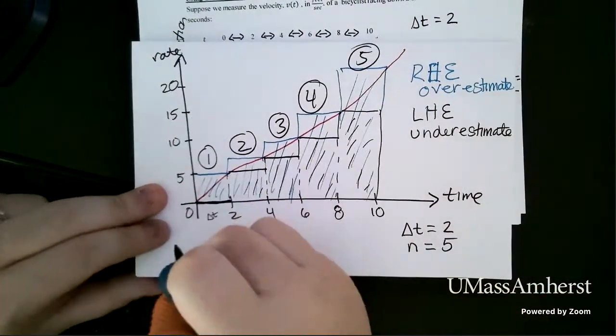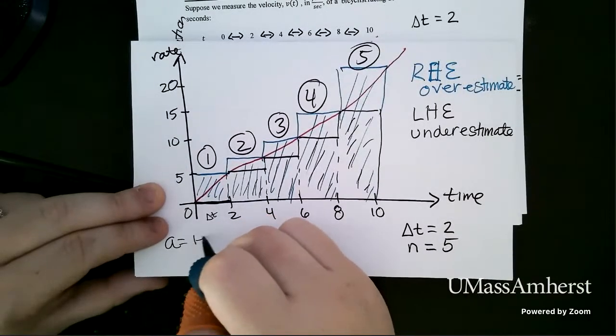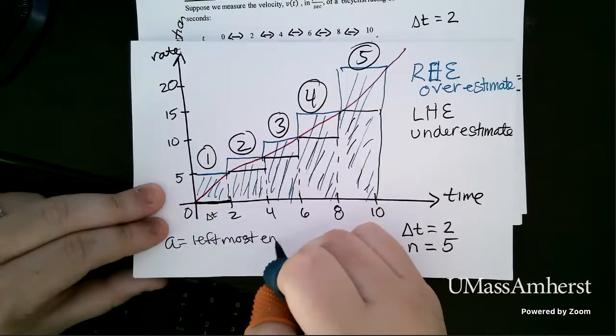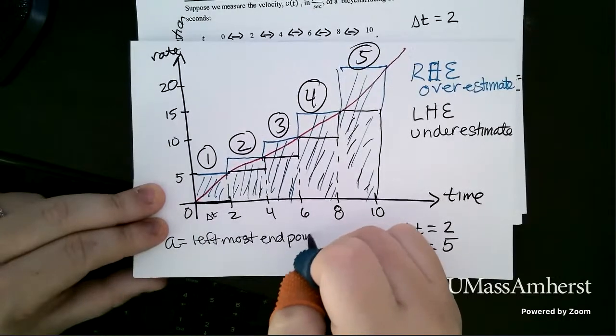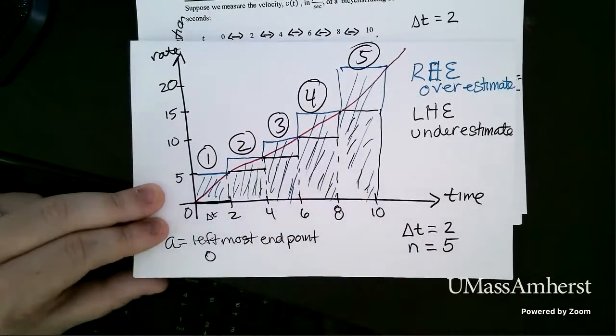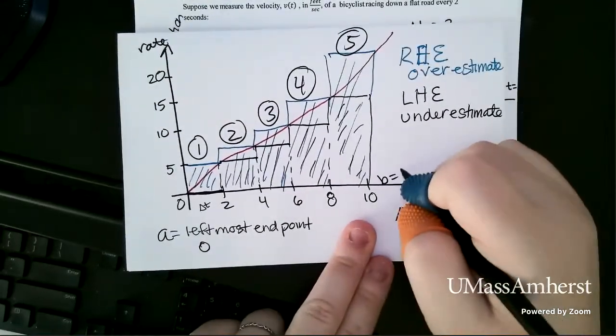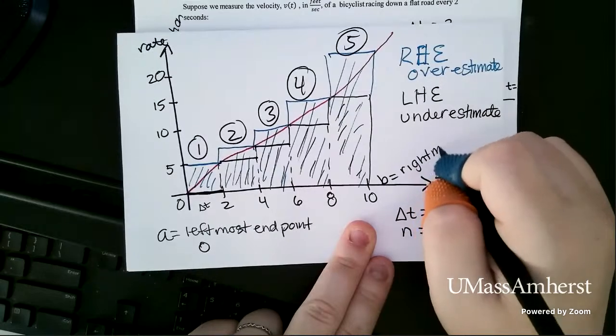The other thing we need, A, is the leftmost endpoint. So here, that is 0. And then B is the rightmost endpoint.